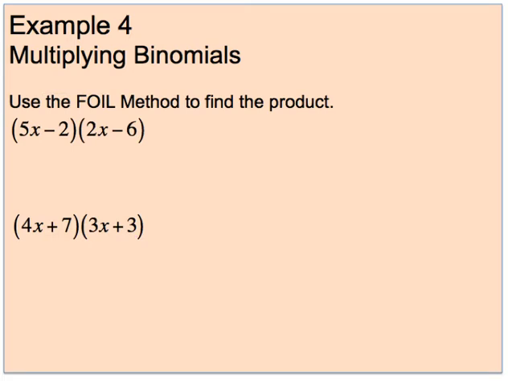So here things are just a little bit more difficult. We have some coefficients of the variable terms in this case. So let's go ahead and walk through this. We have 5x times 2x. So that's going to give us 10x squared.